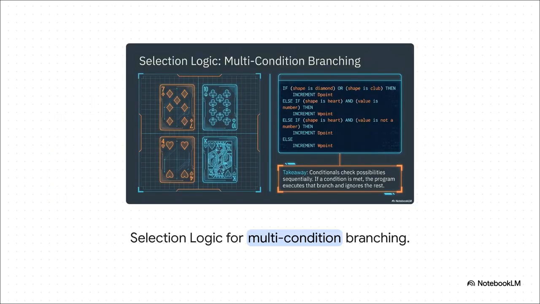Let's zoom in on those last two for a second. Selection logic is all about multi-conditional branching. Imagine drawing playing cards. Using conditionals, we check possibilities sequentially. If the shape is a diamond, do this. Else, if the shape is a heart and it's a number, do that instead. The big takeaway here is that the moment a condition is met, the program takes that specific branch and literally ignores everything else. It's your ultimate decision maker.